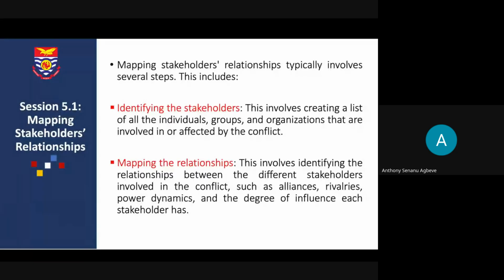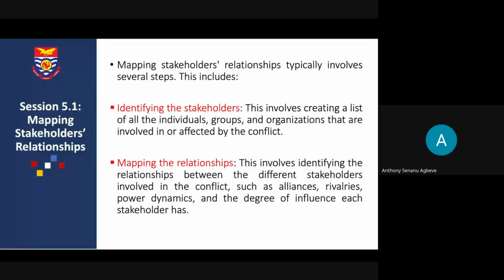Then the next thing you do is that you map the relationships among the various stakeholders. So you identify the relationships between the stakeholders involved in the conflict. So you identify those who are rivalries, the alliances and power dynamics, and the degree of influence of each stakeholder. So the power, you look at the power each stakeholder has. How powerful is this stakeholder in the conflict, and how can that power they wield influence the negotiation process or the dialogue?